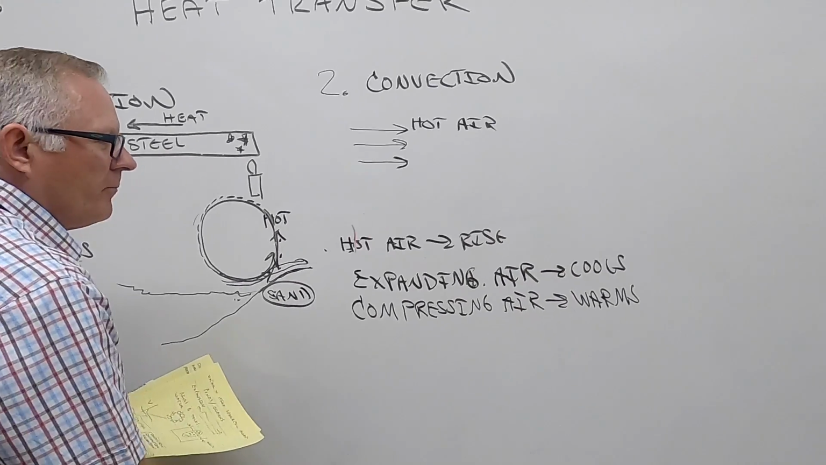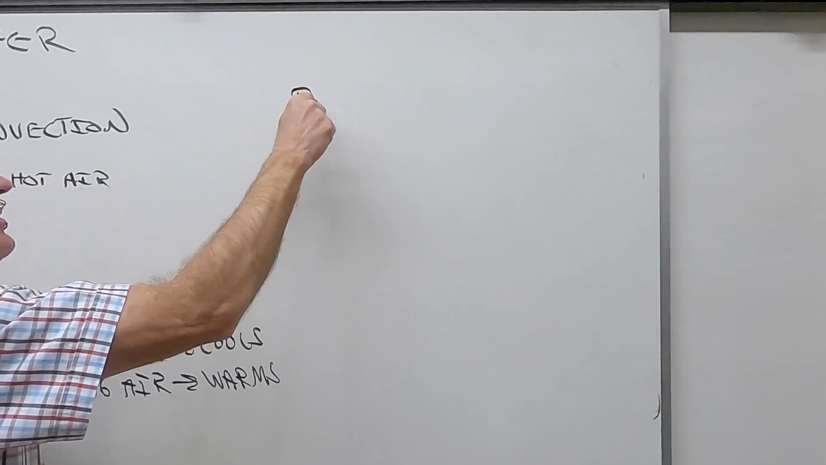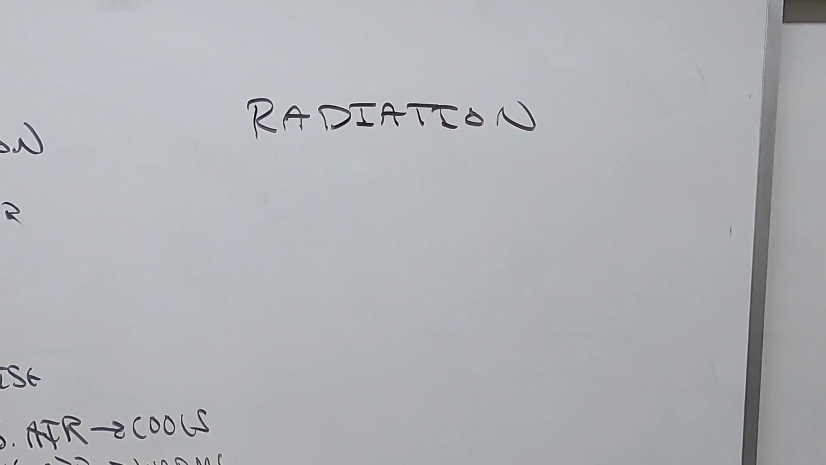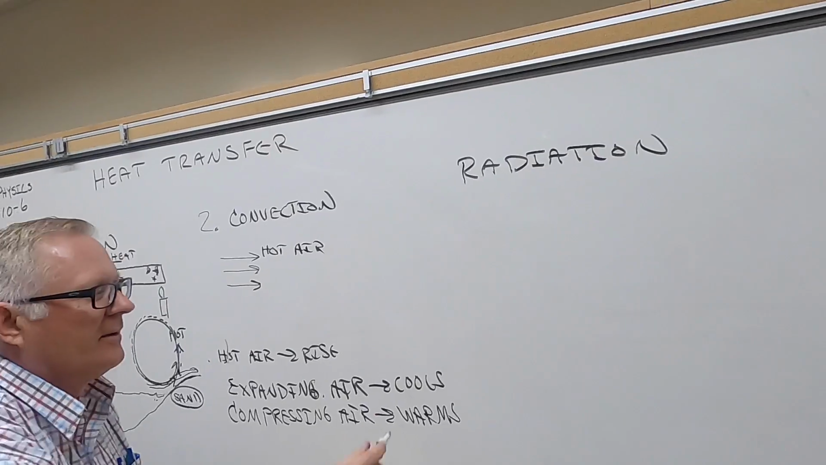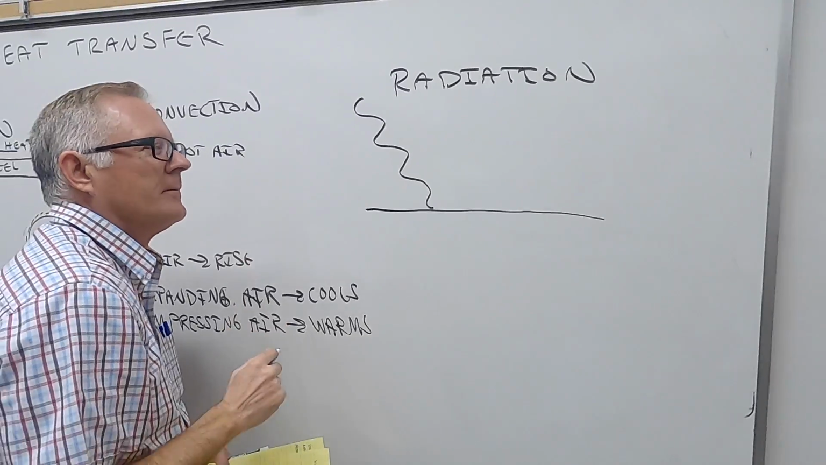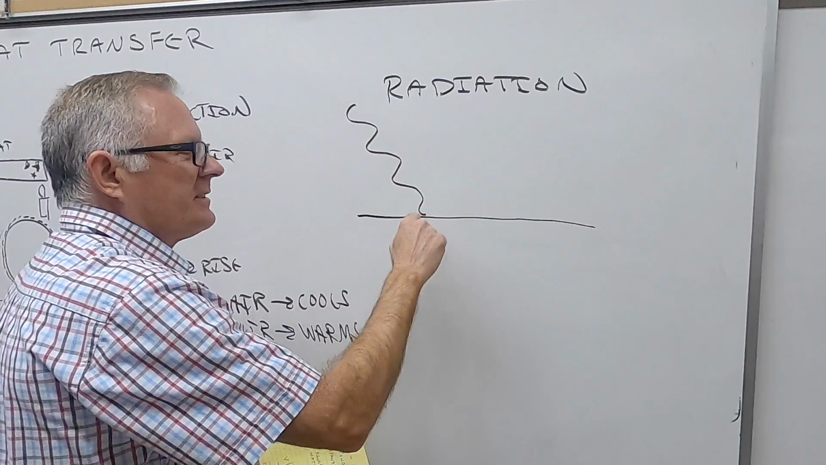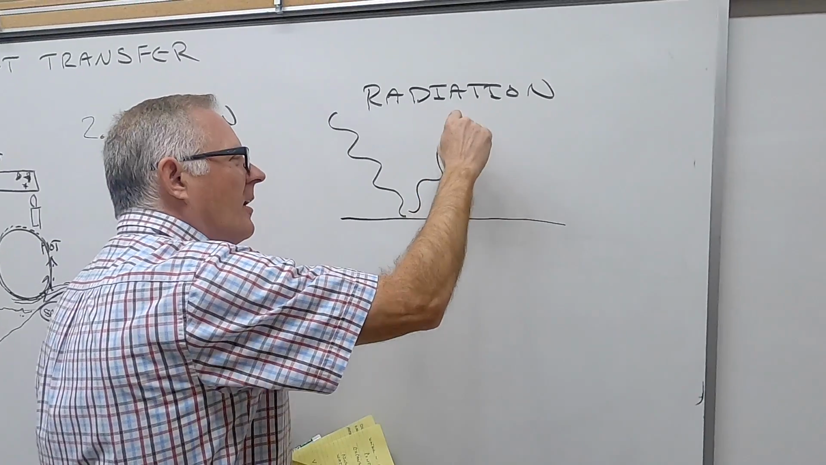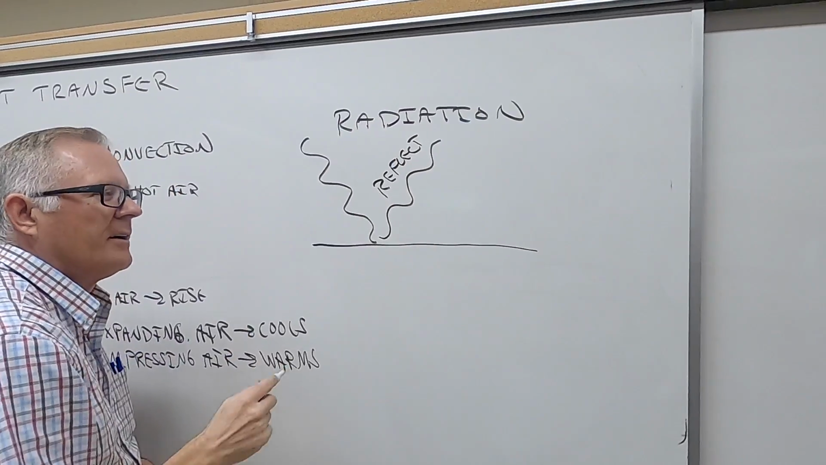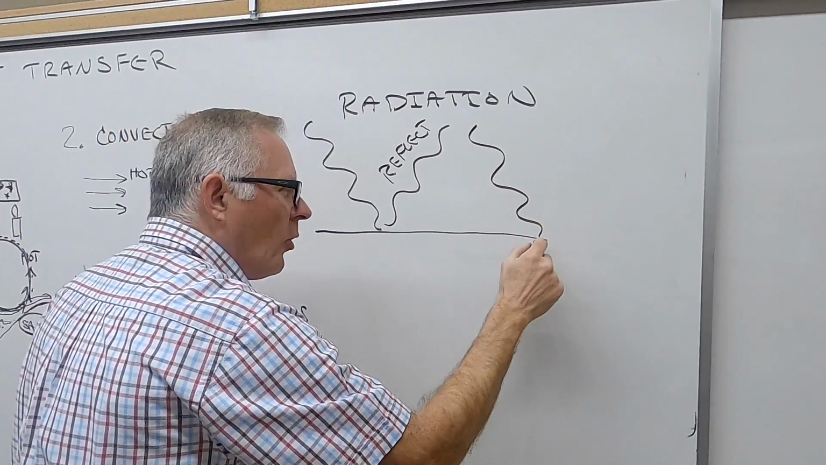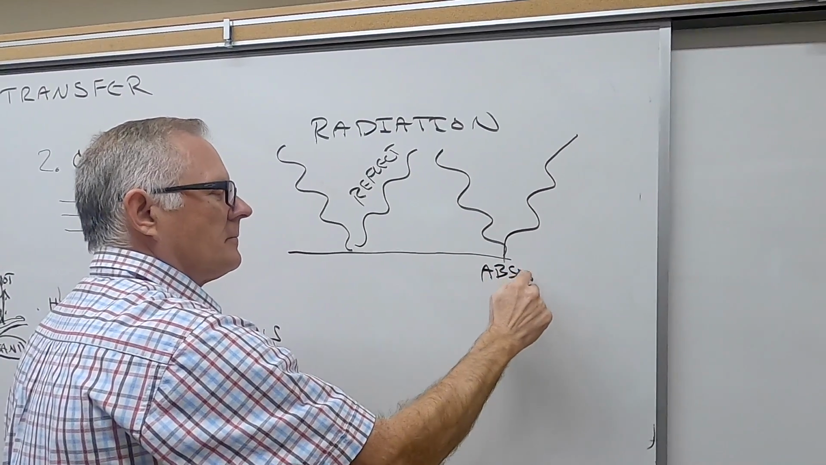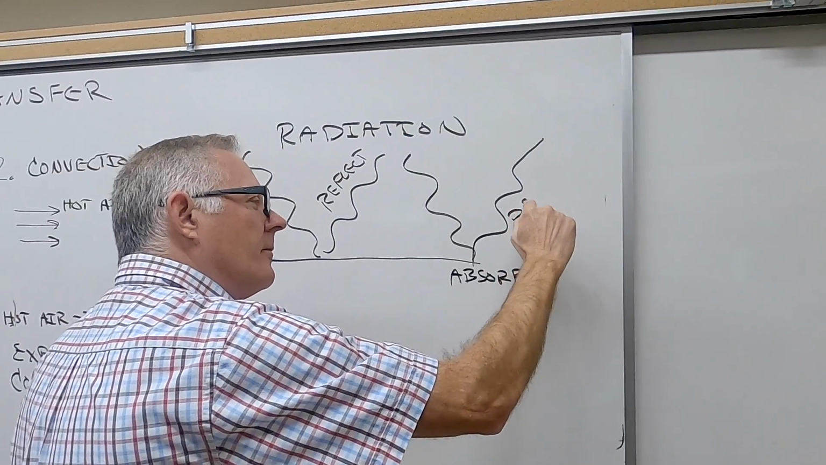And then the third way of moving around heat is called radiation. What's radiation? Radiation is light. You can heat up things with light. So if this is the ground, when light comes in and hits the ground, what's going to happen? Well, it can either reflect, or it can come in, absorb, and re-emit.